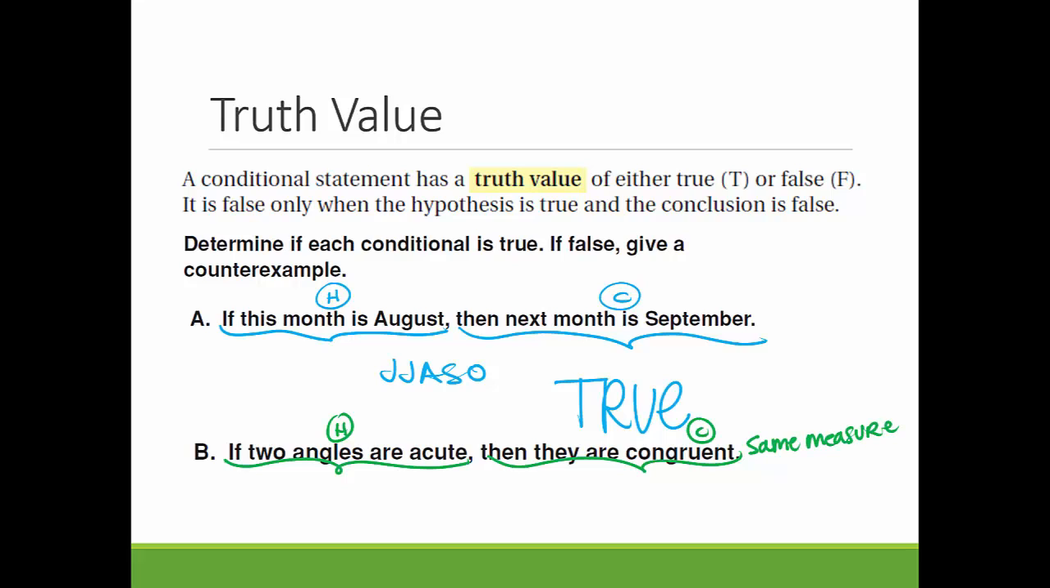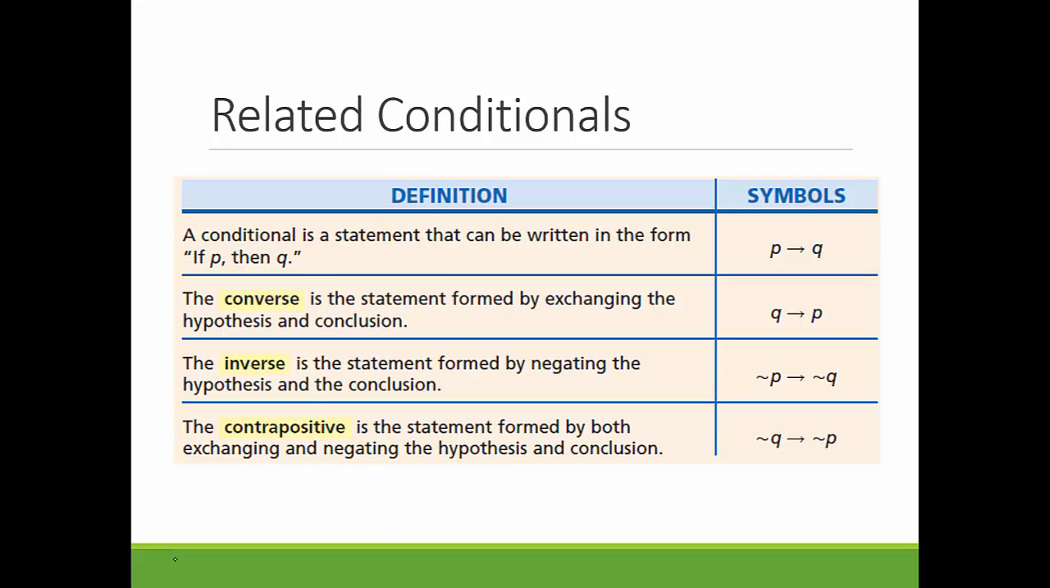There's plenty of angles out there that could be acute, and they're not all the same. So this is false, and then we have to come up with a counterexample. So something like 30 degrees, that's acute, and 45 degrees, also acute, but they are not congruent. Remember, all you need is one counterexample, and you could have come up with anything for that.